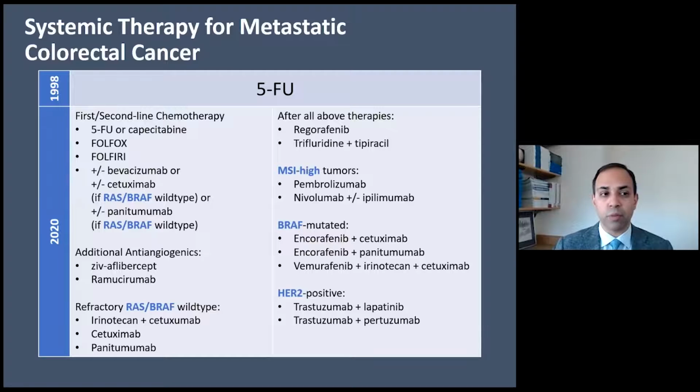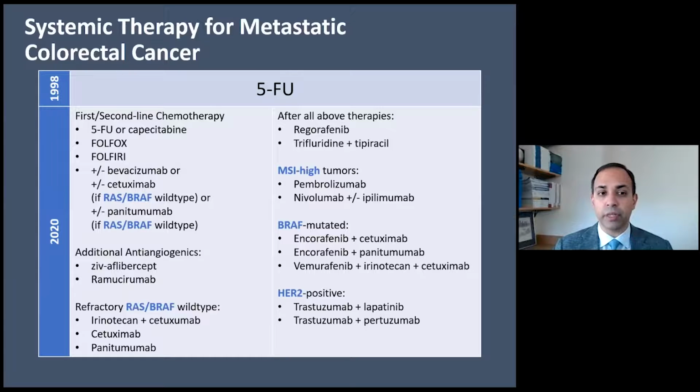This is not a slide worth memorizing. I just wanted to highlight the improvements in systemic therapy for metastatic colorectal cancer over the decades. In 1998, 5-FU was approved as the first chemotherapy option for metastatic colorectal cancer, and this was associated with an improvement in survival from 6 to 10 months.